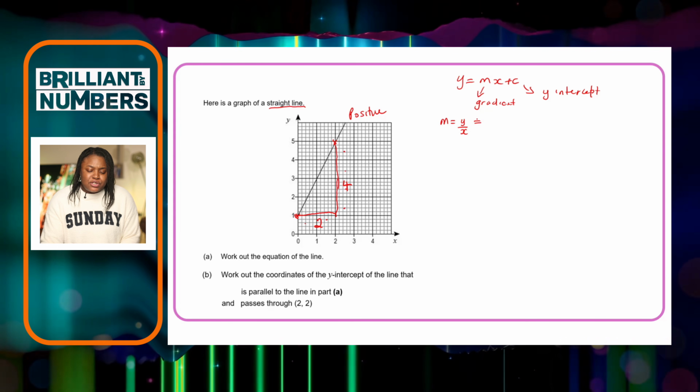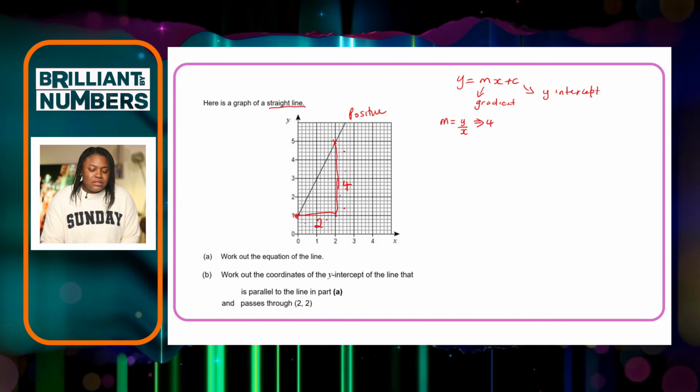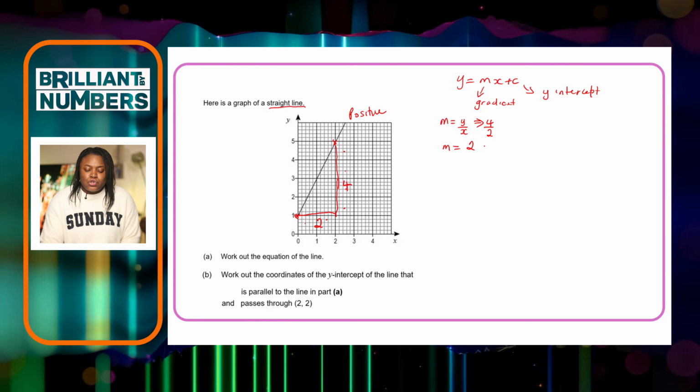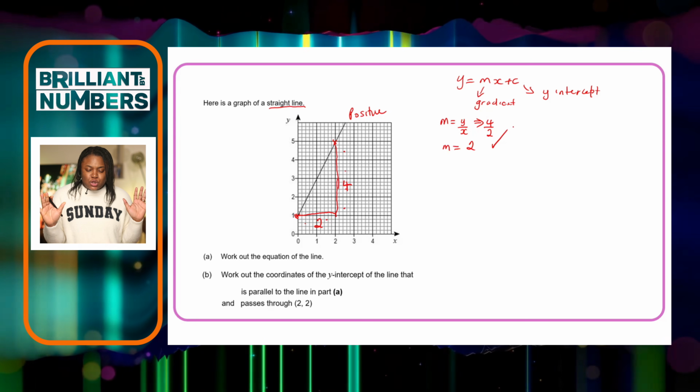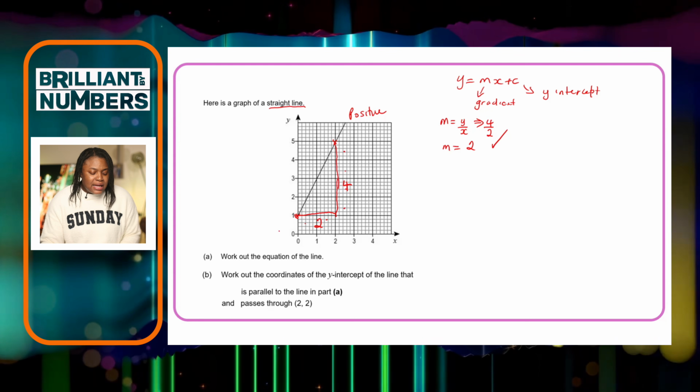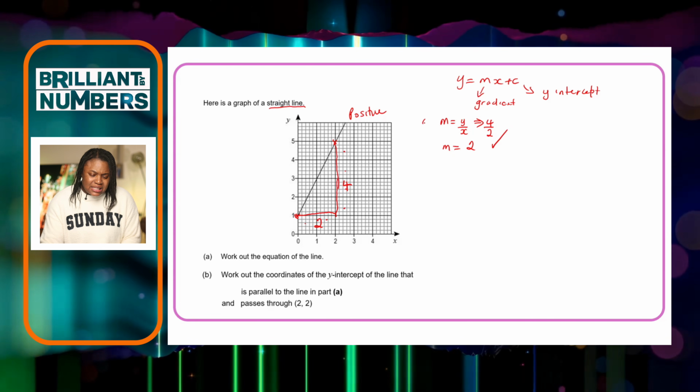So I'm going to substitute y for 4 and x for 2. So my gradient of this line is 2. Check that off. I'm finished with part A. Nice and easy, clear, logical thought. Now I go to part B. So let's just put A here.